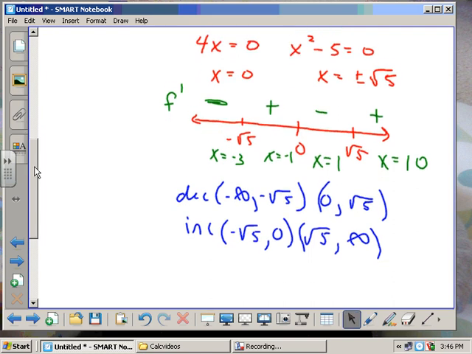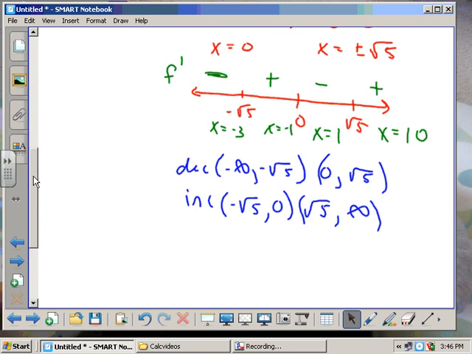Now, by the first derivative test, from negative infinity to negative square root of 5, I'm decreasing, and then at negative square root of 5, I begin to increase. Therefore, I can conclude at that point, I must have a minimum value at x equals negative square root of 5. Next, I begin to increase and then decrease at 0, so we have a max at x equals 0. Next, we begin to decrease, and then we'll increase again at square root of 5, so I must have another minimum at square root of 5.